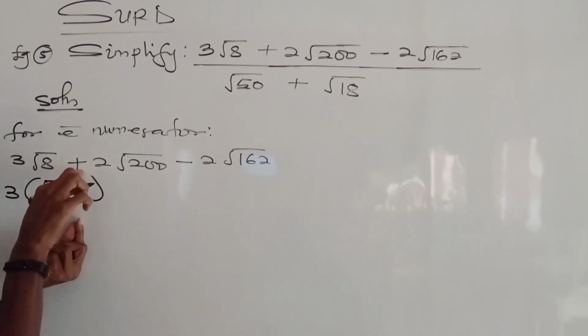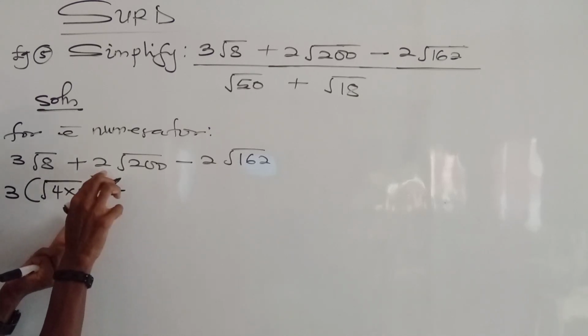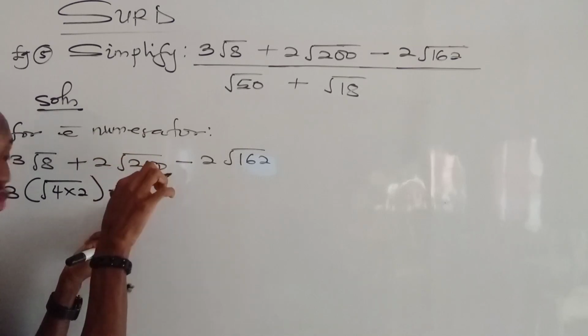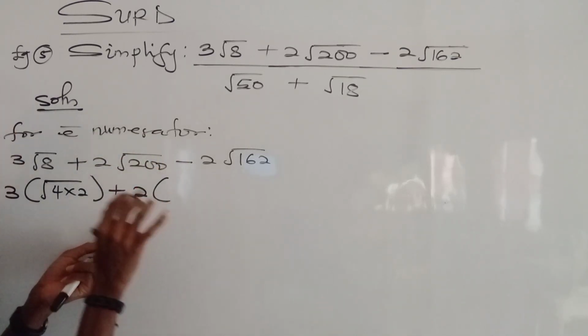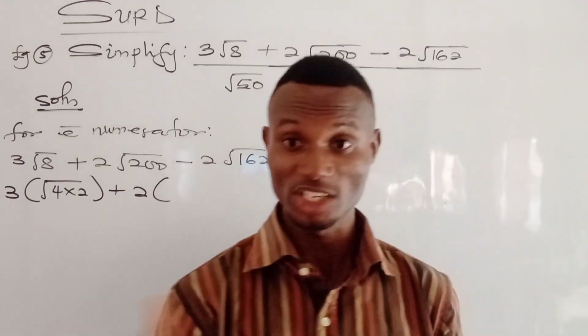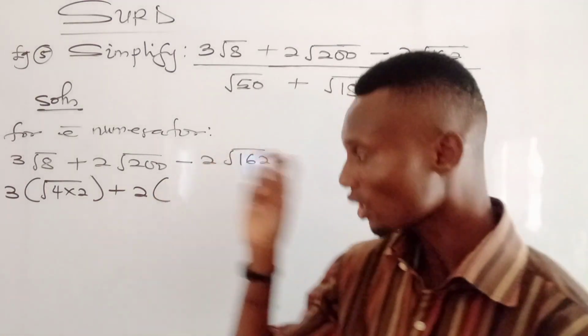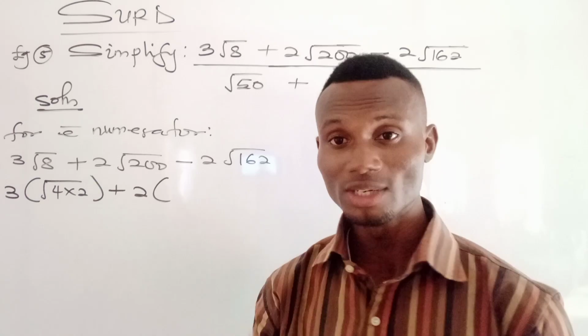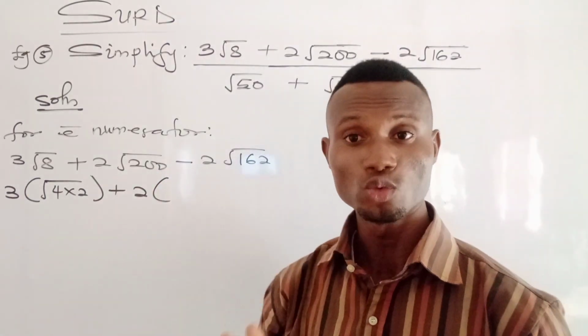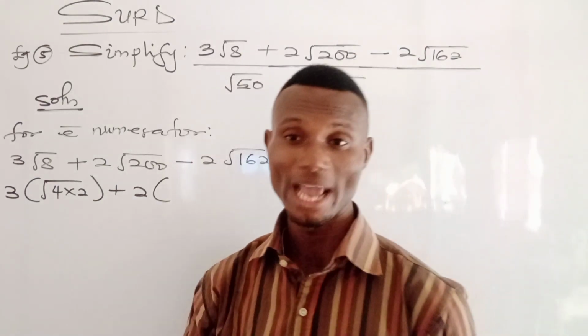Now your addition sign, which is here, you bring it. Now bring your 2, which is also here. Now the 2 is multiplying the root 200, so bring your bracket. And the root 200 also, we are going to simplify it using the simplification of surds that we learned. So we are going to look for 2 numbers that can multiply to give back the 200, but one of those two numbers needs to be a perfect square.